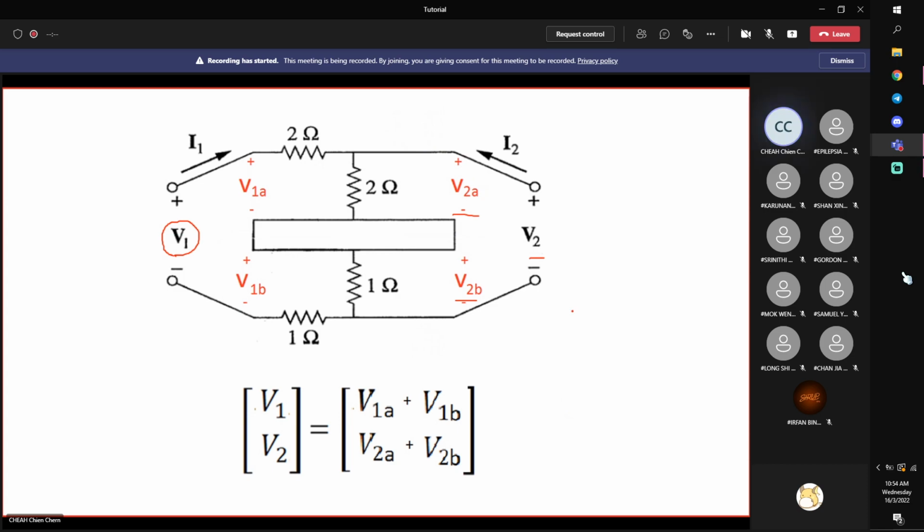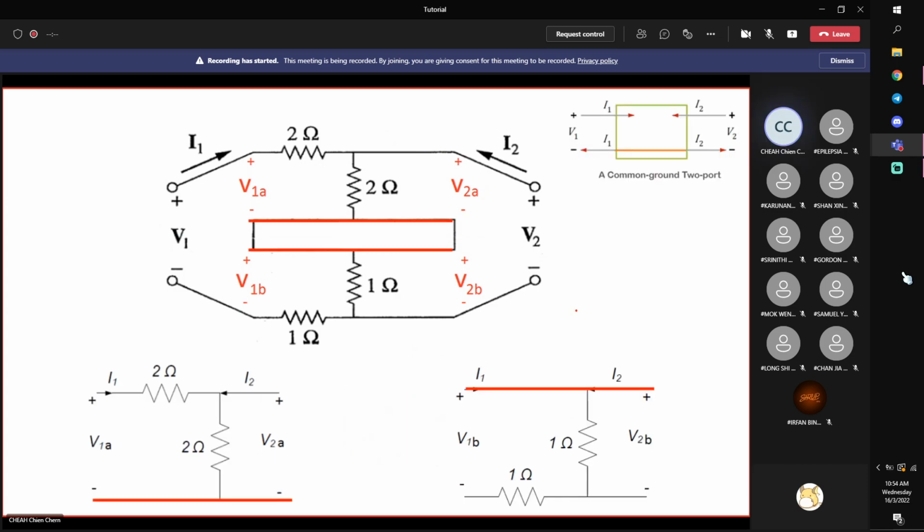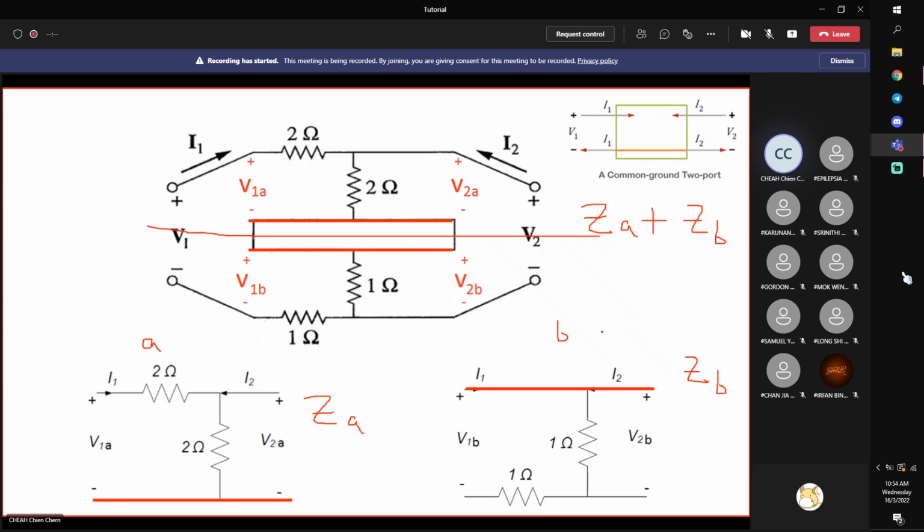In fact, this is Kirchhoff's voltage law. And remember that I can separate this into two networks which have a common ground. So this is my circuit A, this is my circuit B. I'll now proceed to model circuit A to get ZA, and then model circuit B to get ZB. Later on, I'll get the overall model by adding them up, ZA plus ZB, because they are in series. I can model them separately and add them up.